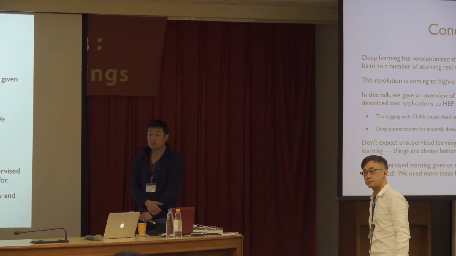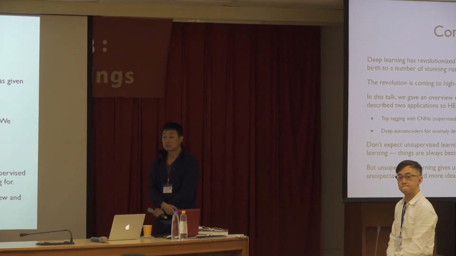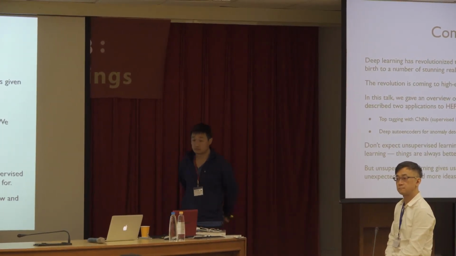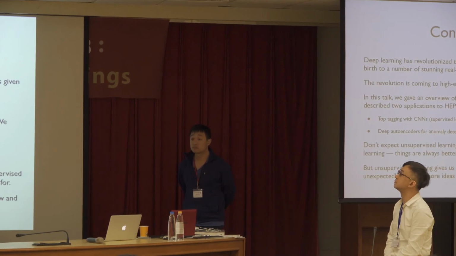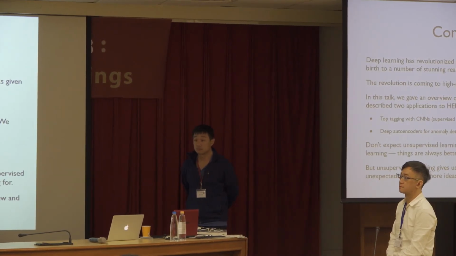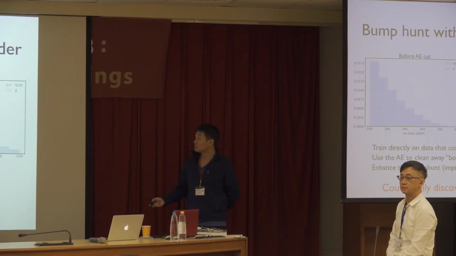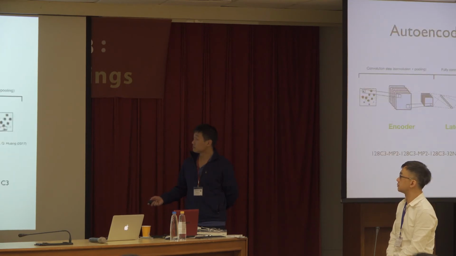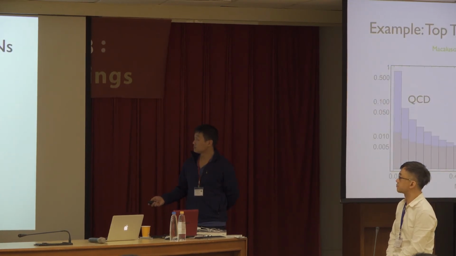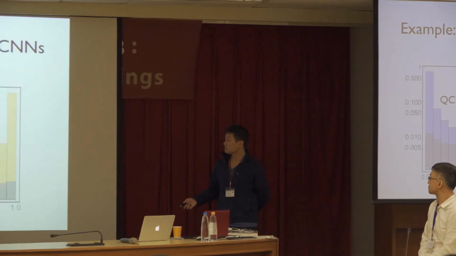Technical question. So when doing top versus QCD, just supervised learning, I think the ROC of 0.98 something is super high. So what's the top pT you're using?